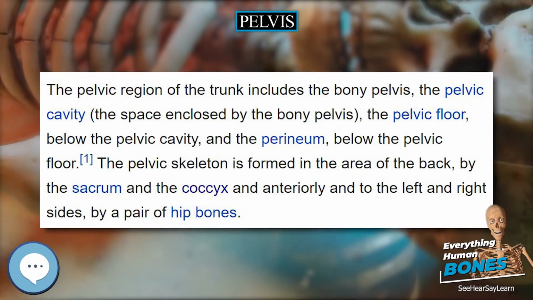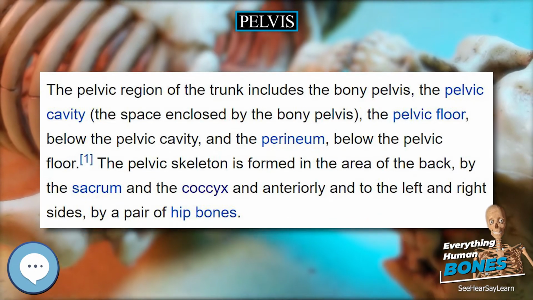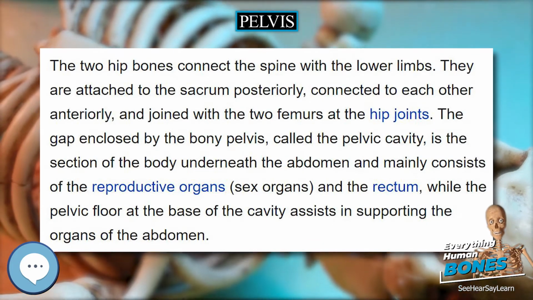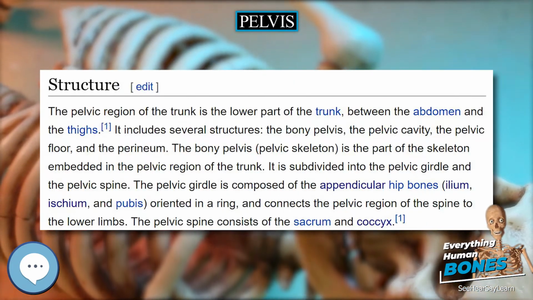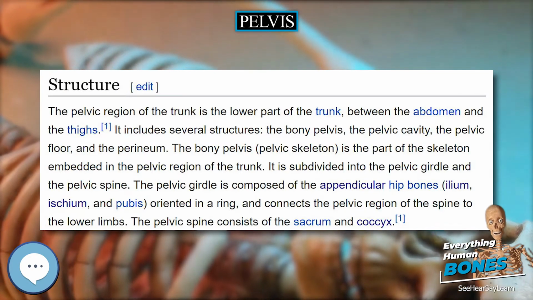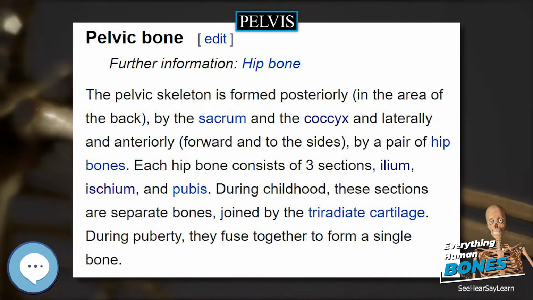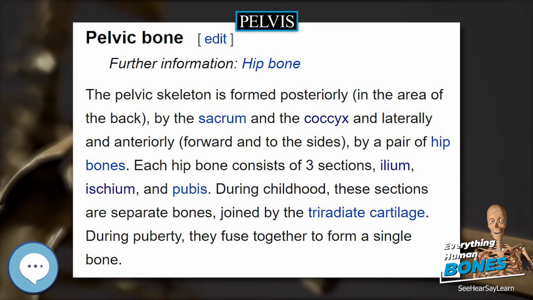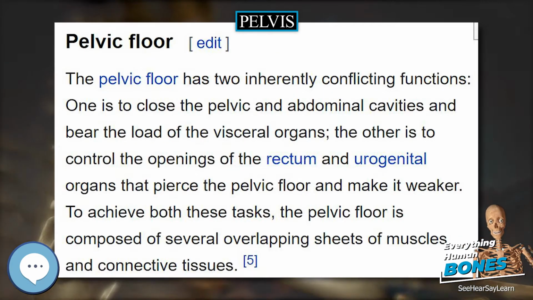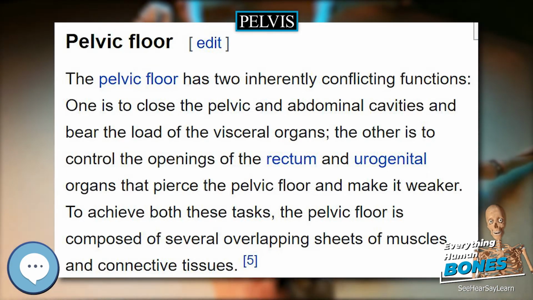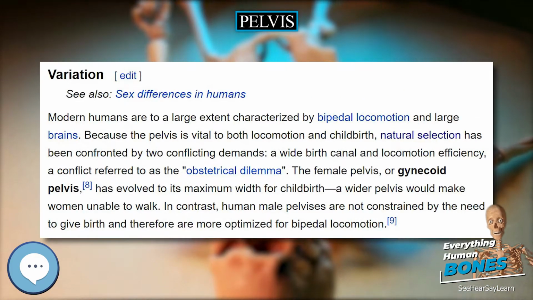Pelvic bone. The pelvic skeleton is formed posteriorly, in the area of the back, by the sacrum and the coccyx, and laterally and anteriorly, forward and to the sides, by a pair of hip bones. Each hip bone consists of three sections: ilium, ischium, and pubis. During childhood, these sections are separate bones, joined by the triradiate cartilage. During puberty, they fuse together to form a single bone.